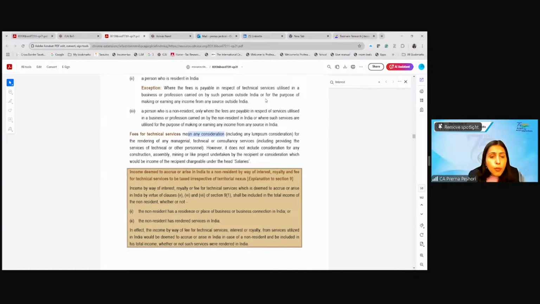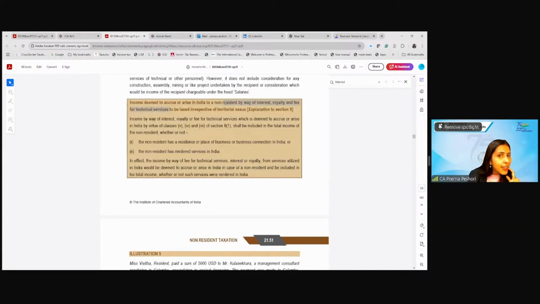So the Supreme Court in Kotak Securities had held that it has to be a technical service, as in it has to be a specialized service. There has to be some human intervention. Are we clear? Income deemed to accrue or arise in India to a non-resident by way of interest, royalty and FTS is to be taxed in India, irrespective of whether or not the non-resident has some presence in India, has some place of business or business connection in India, or whether or not the non-resident has rendered the services in India.